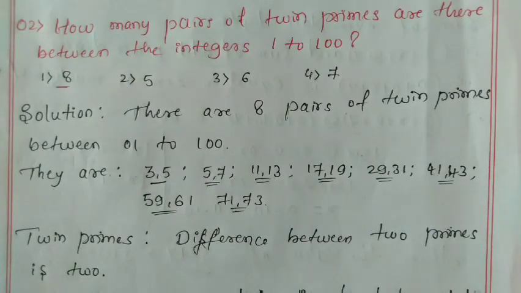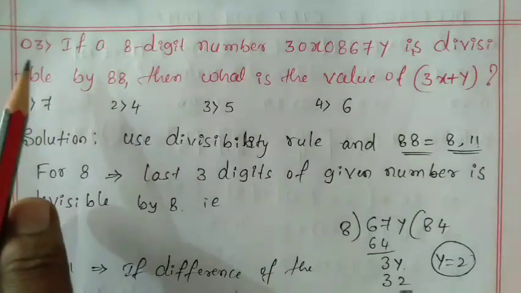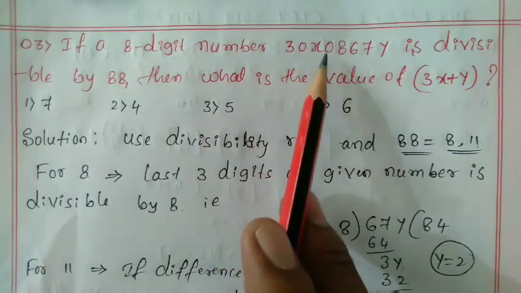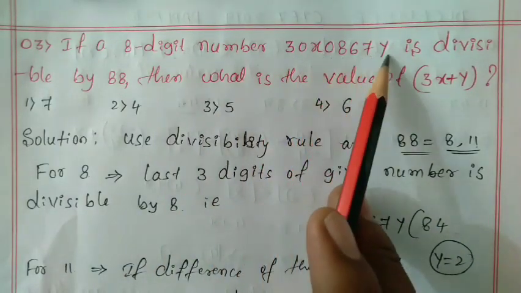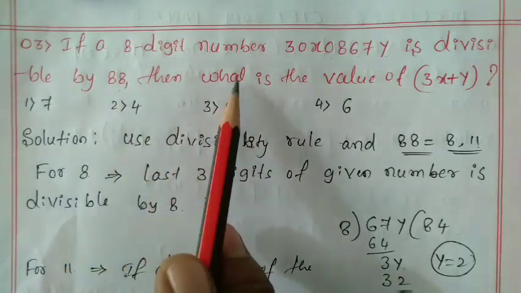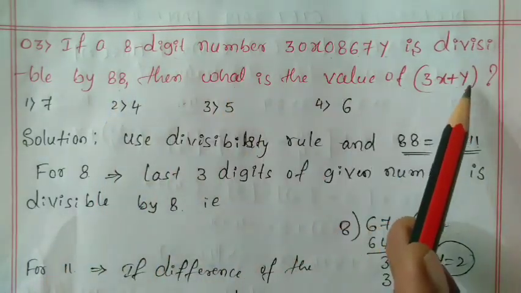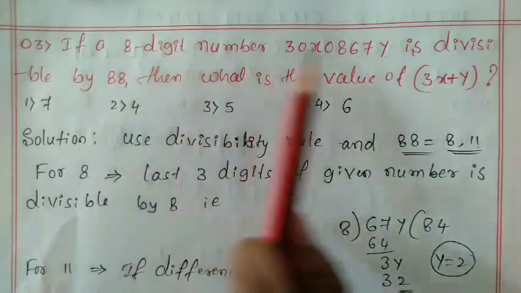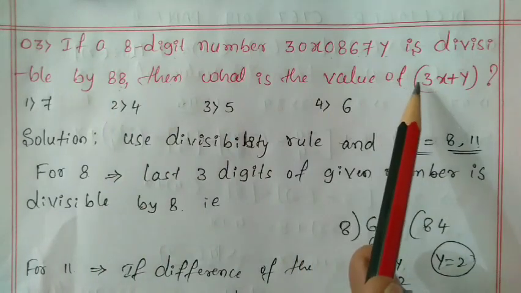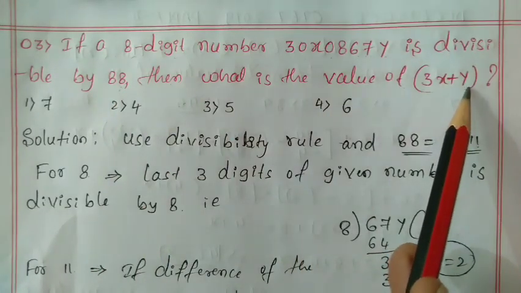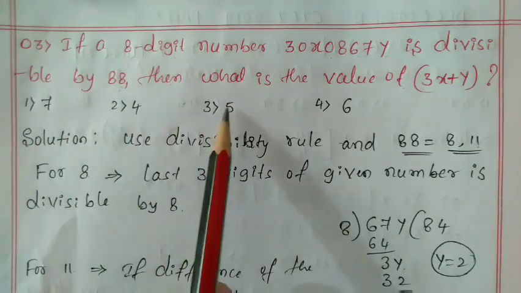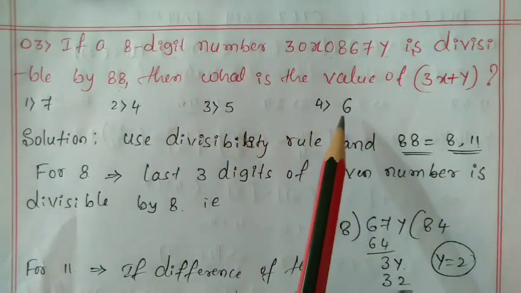Okay, so next I will go to the third question. The question is, if an 8 digit number 30x0867y is divisible by 88, then what is the value of 3x plus y? This is the question. Here an 8 digit number is given, which is divisible by 88. Then what is the value of 3x plus y? The options are: first one is 7, second one is 4, third one is 5, and fourth one is 6.